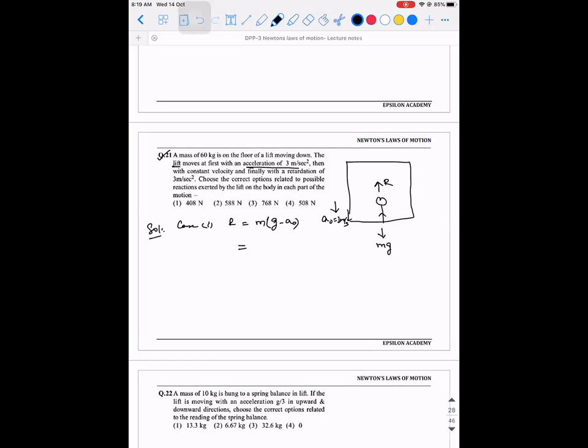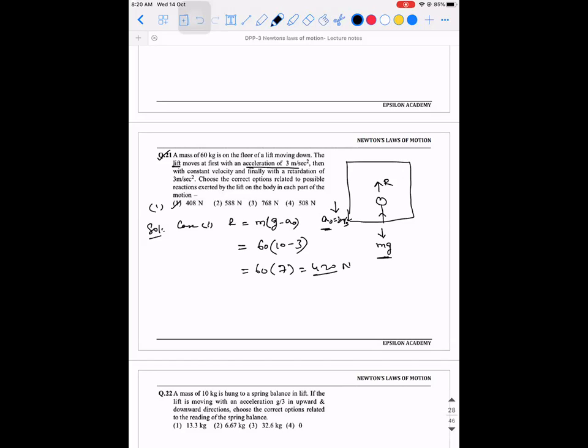Since you people know it, because see, a common mistake that happens is mg is downward, a naught is also downward, so we tend to write it as m into g plus a naught. But remember that a naught is not the acceleration of the block, rather it is for the lift. So m is how much? Mass of the person is 60. G is 10, minus a naught is 3. So 60 into 10 minus 3, 7 is 420. So the one which is close to 420 is the force. This is for case 1.